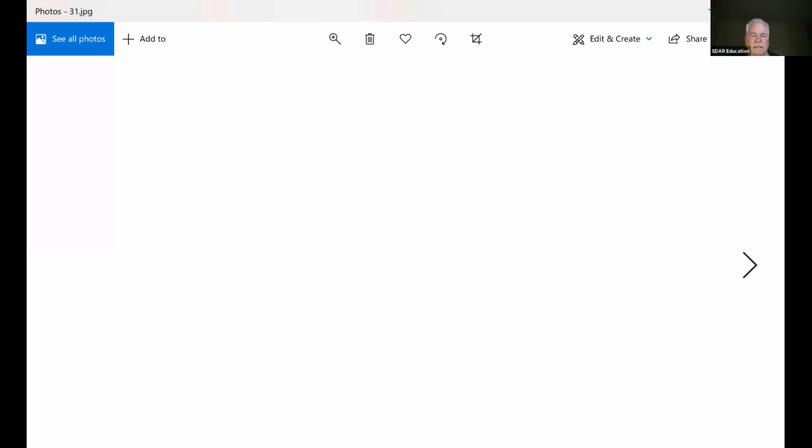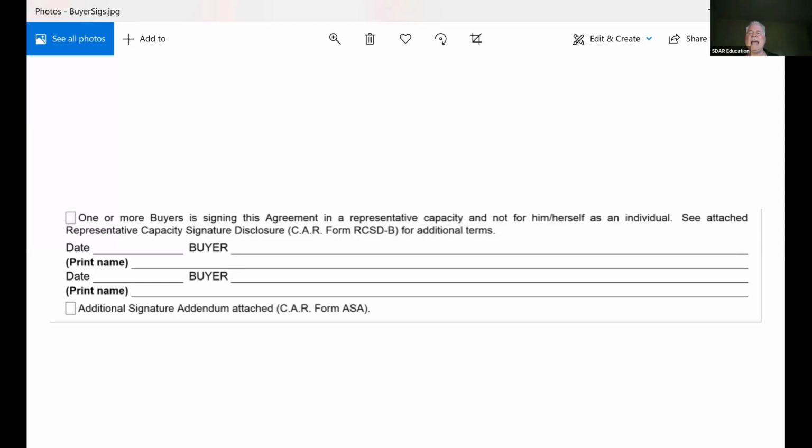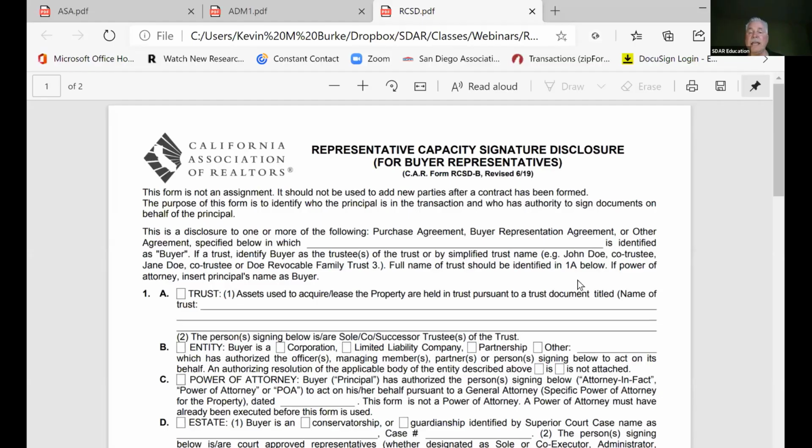Next paragraph. Let's talk about my RCSDB. Yes, that form did change. Okay, so we have changed that form. I'm going to pull that one up for you here because I want you to see it. Here's my RCSDB, and it again identifies what the subject matter is up at the top. So-and-so is addressed as the buyer, okay?